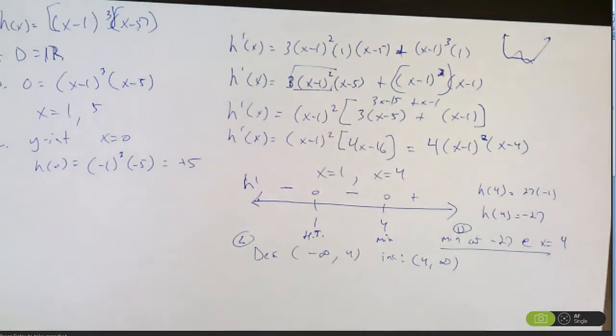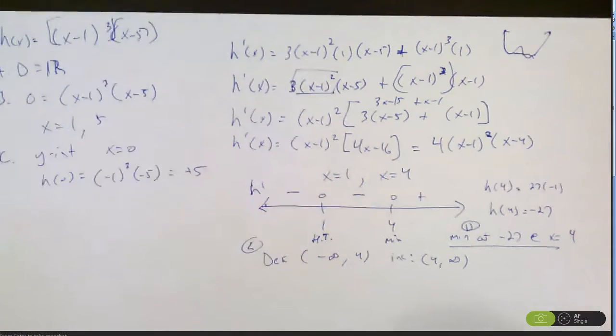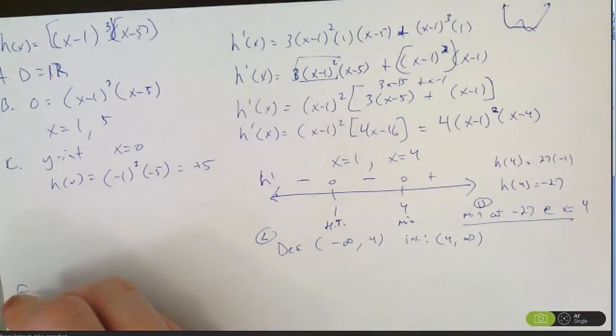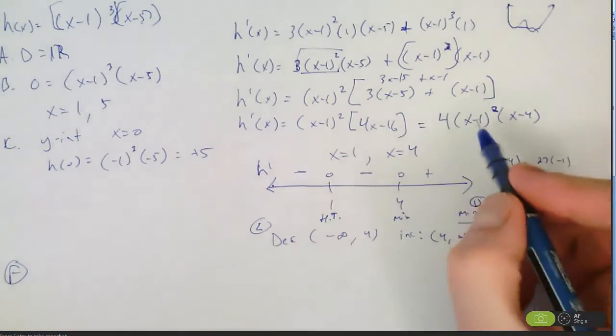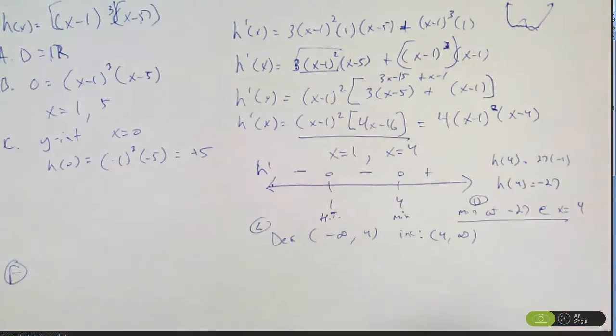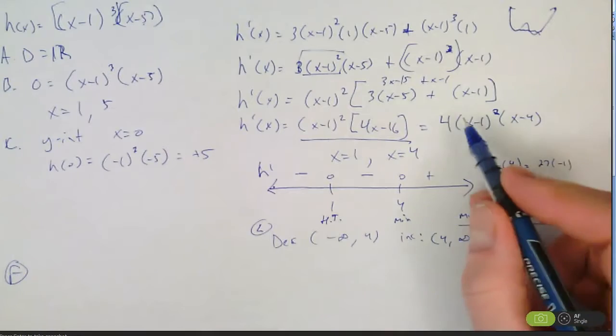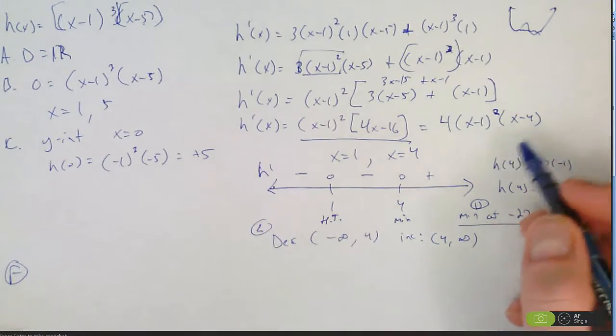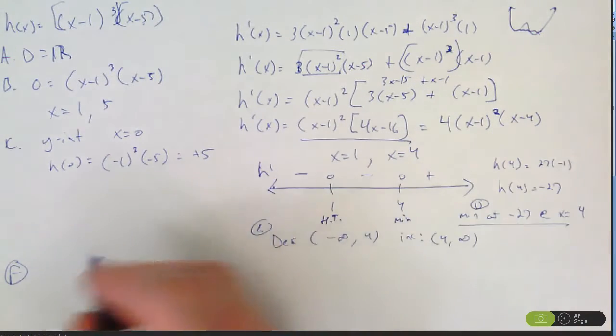Now I get to have the fun of starting all over again and doing the second derivative business for part F. Concavity and inflection points. So here's the deal. I'm going to take actually this derivative here, not this one with the 4 factored out because I have to deal with that 4 as an extra term. So I'm just going to do this one here and do the product rule again.